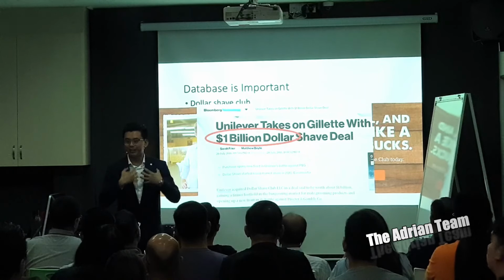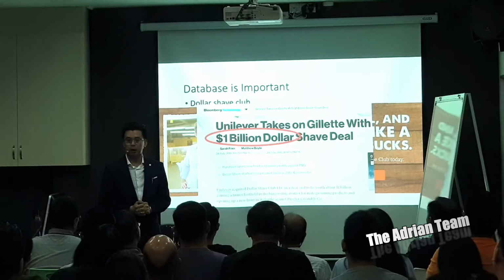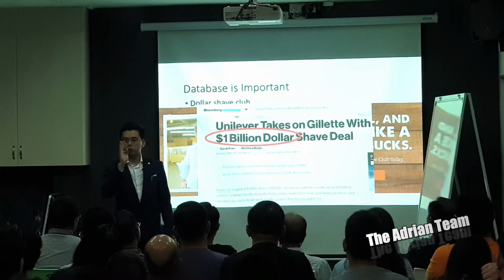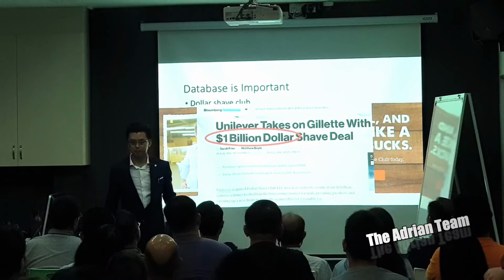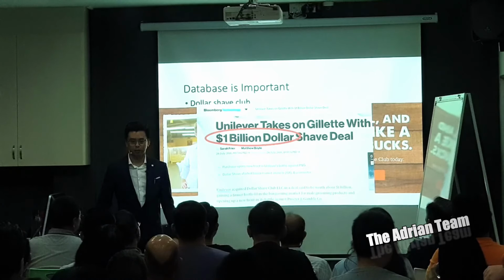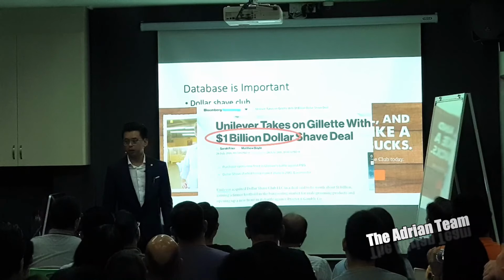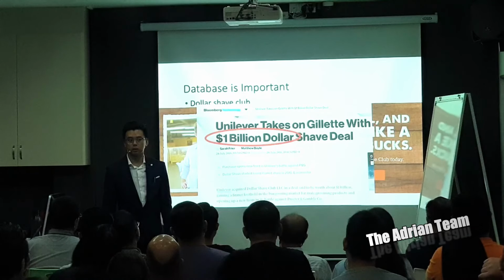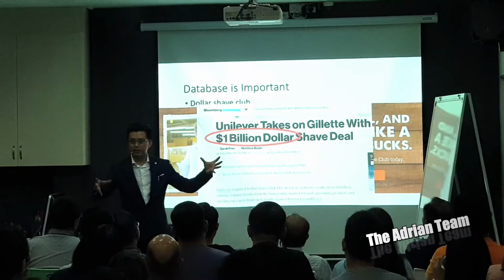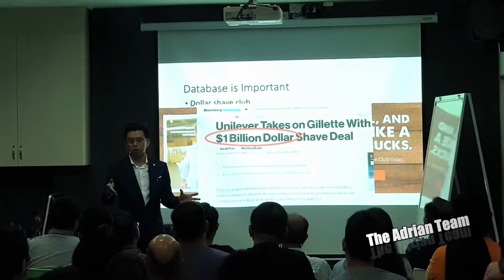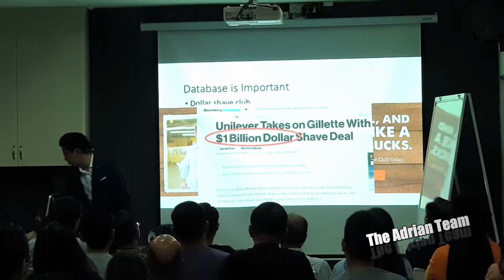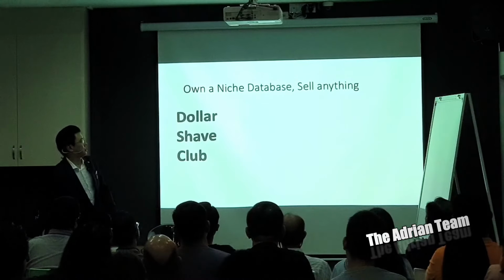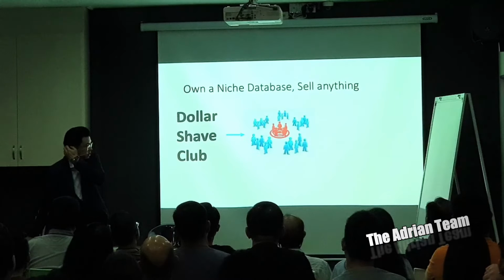But that's not the main purpose of this company. Can you tell me why Unilever would buy Dollar Shave Club? Why would they do that? They want to buy the customer database. Because they know by having this customer database, they can do a lot more. They can make a lot more money back from these people in other ways. But how? Here's the original Dollar Shave Club business model.